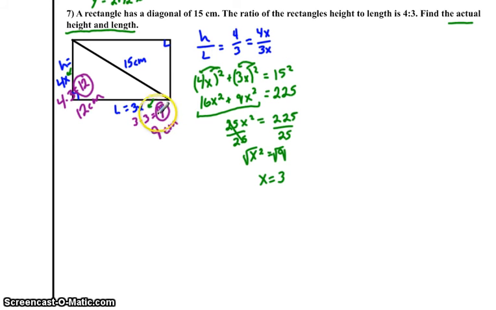Okay? And so if we check this out, this all works out. 12 and 9 are a ratio of 4:3. Again, if you're not sure, you can just check that out like this. Yep, that's a ratio of 4 to 3. Nice. And we're all set. The height is 12 and the length is 9.